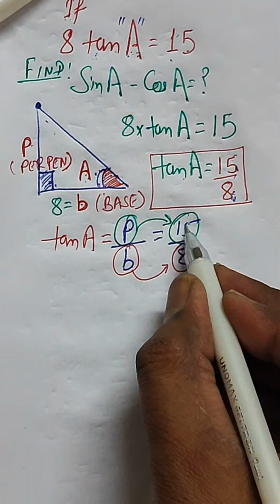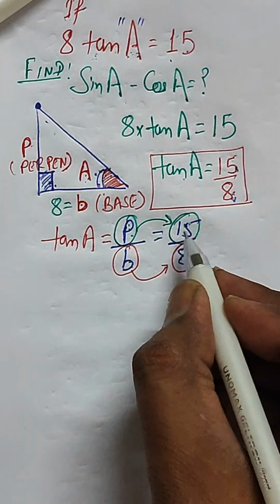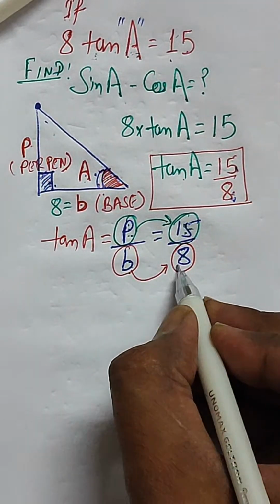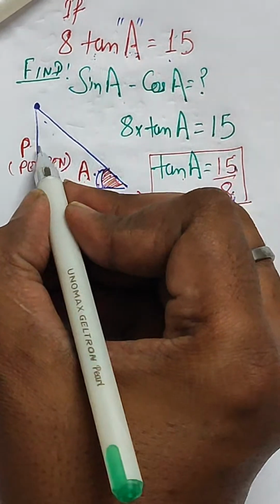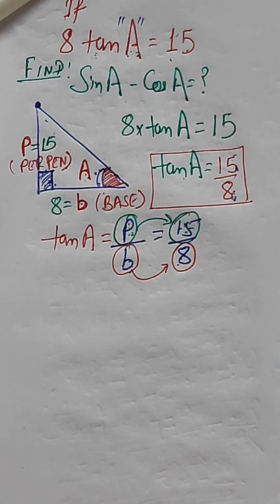Just upon comparison, if P by B is the ratio 15 by 8, then numerator equals numerator. Simply putting up the values, B is equal to 8 and P is equal to 15, and this perpendicular is equal to 15, right?